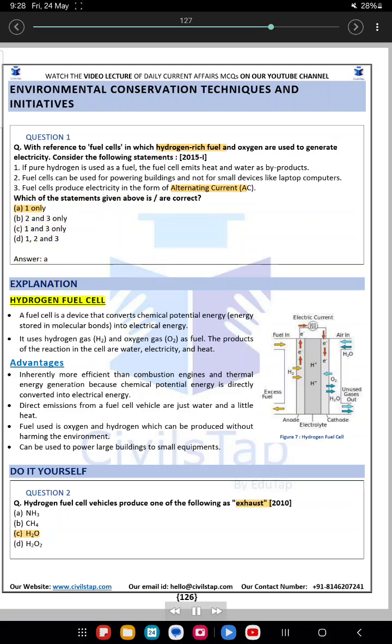Explanation. Hydrogen fuel cell. A fuel cell is a device that converts chemical potential energy, energy stored in molecular bonds, into electrical energy. It uses hydrogen gas, H2, and oxygen gas, O2, as fuel. The products of the reaction in the cell are water, electricity, and heat.